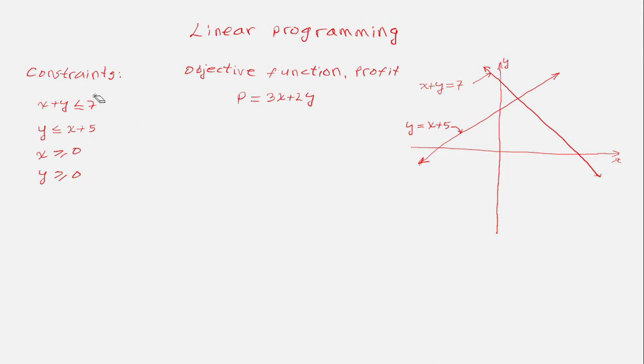So in our case, we have 4 constraints: x plus y less than or equal to 7, y less than or equal to x plus 5, x greater than or equal to 0, and y greater than or equal to 0. Which means we are going to be in the first quadrant.